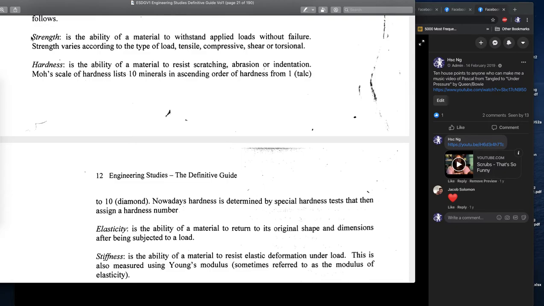Or we can rearrange our load configuration, so we can redesign the number of columns we have, or we can reinforce the structure. So there are some different options available to us. Okay, so the next property, and this is something that I think most kids tend to pick up through lived experience, is hardness.